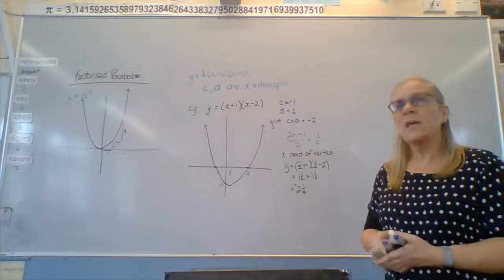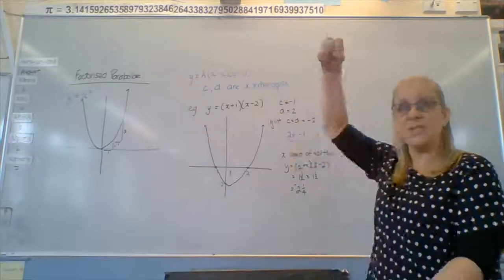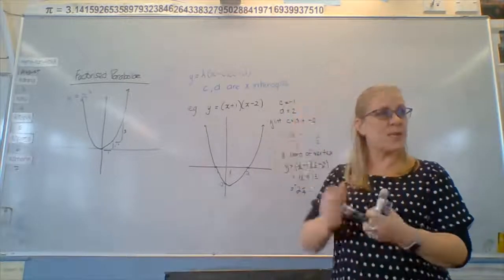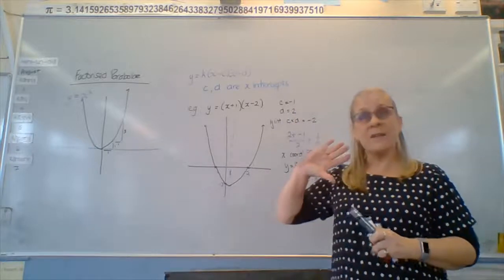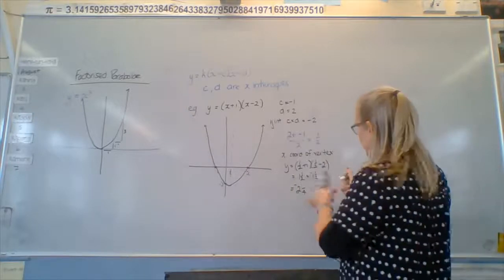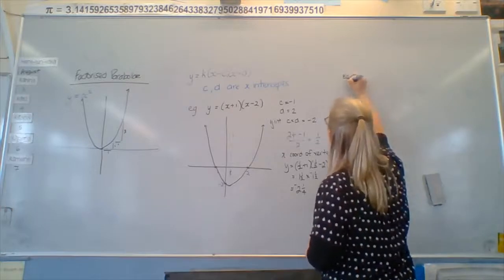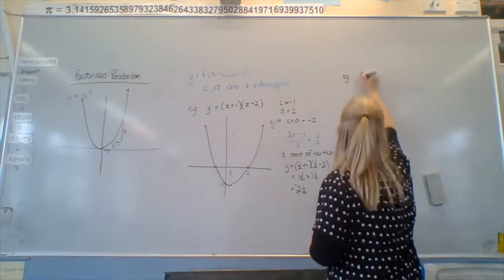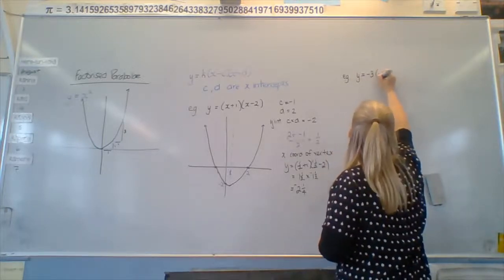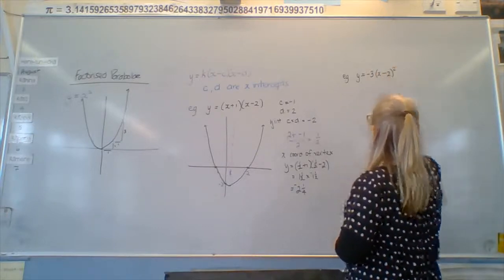Okay? So what happens if we've got a K? If we've got a K, that's that stretch. Same K as we had in absolute values. It's going to pull it up this way or squash it down if it's less than 1. Or if it's a negative, it will flip it over. All right? So let's have a look at another one. E.g., we've got y equals negative 3, x minus 2 squared.